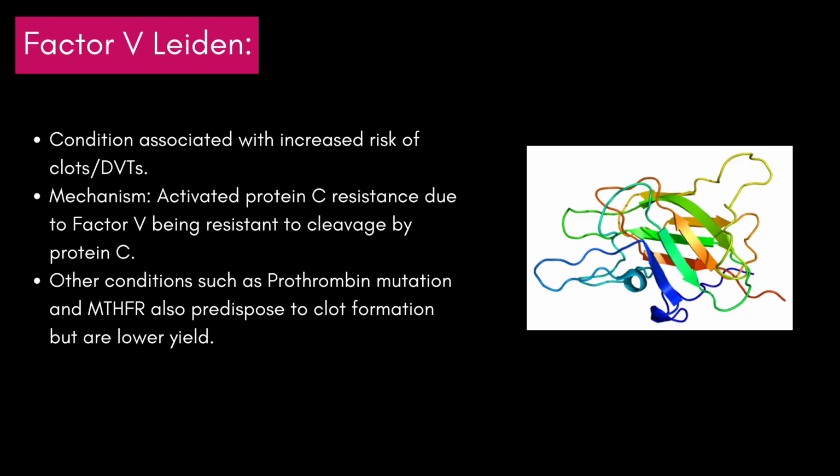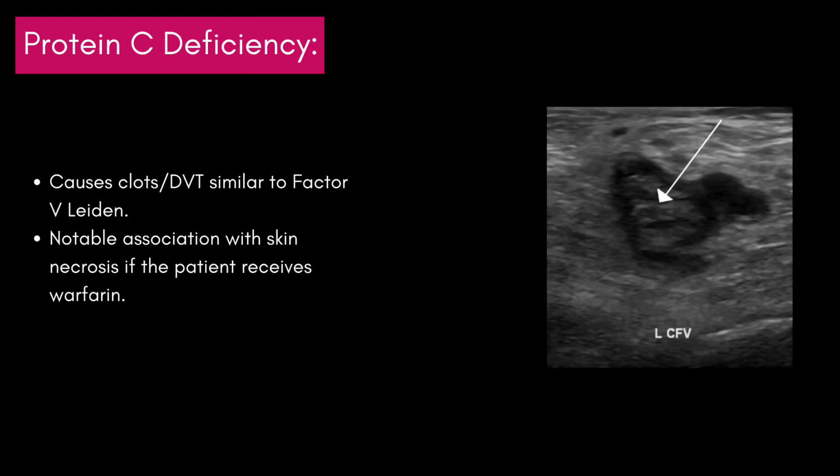Let's start off by taking a look at factor V Leiden, a condition associated with increased risk of clots/DVTs. Mechanism: activated protein C resistance due to factor V being resistant to cleavage by protein C. Other conditions such as prothrombin mutation and MTHFR, also known as the methylene-tetrahydrofolate reductase gene, also predispose to clot formation but are lower yield. Let's take a look at protein C deficiency, which causes clot/DVT, also known as deep vein thrombosis, similar to factor V Leiden.